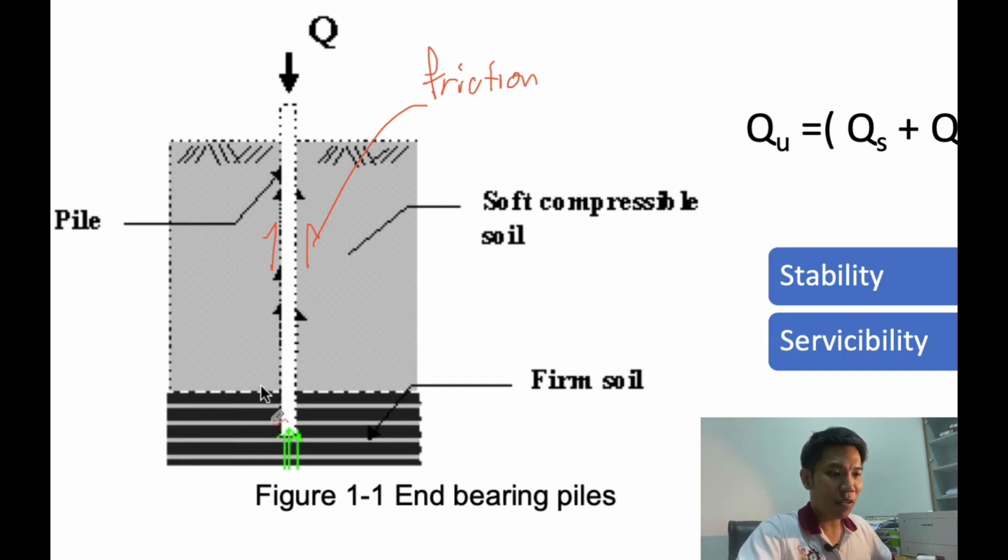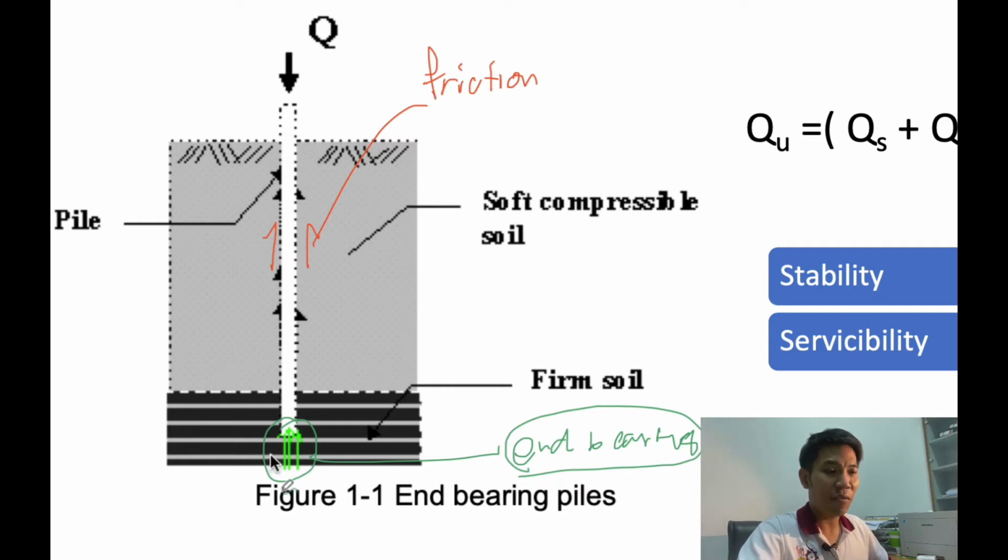And also, it's not only the friction. The green one is the so-called end bearing. For the end bearing of the pile, we have to put the pile tip onto a firm layer, such as, in Bangkok, we always try to put the pile tip onto the sand layer. In Bangkok, the sand layer actually varies from maybe 30 meters to 60 meters. It depends on the site location.